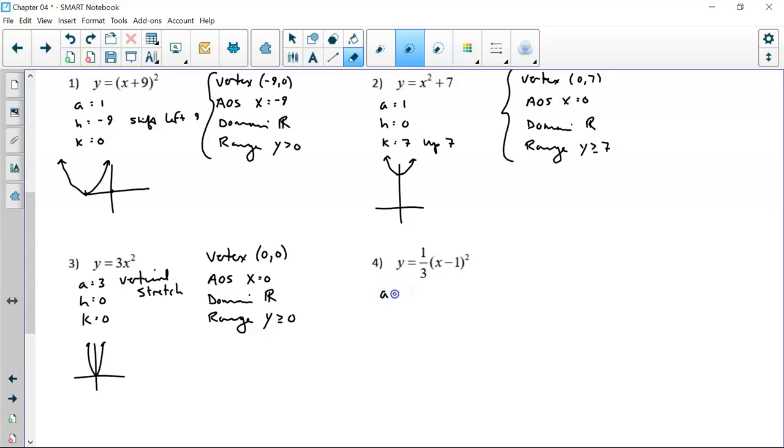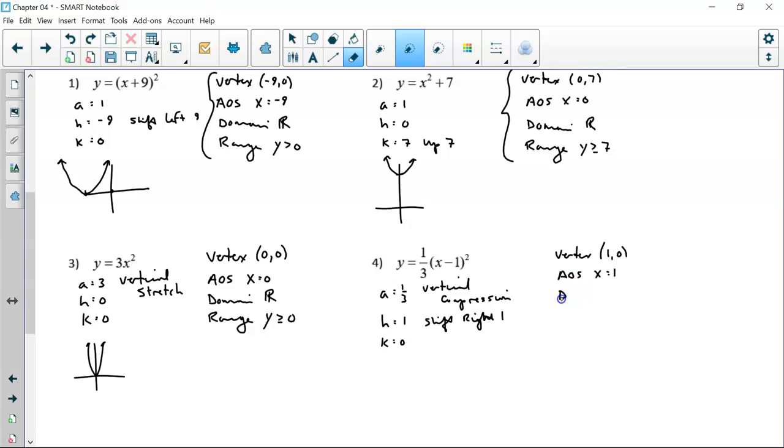Number 4, a is 1/3. H, watch your signs, is a positive 1. And k is 0. So with a, we have a vertical compression. It's going to open up wider. And h is 1, so we're going to shift right 1, because it's a positive. So now our vertex is at (1, 0). Our axis of symmetry, x equals 1.